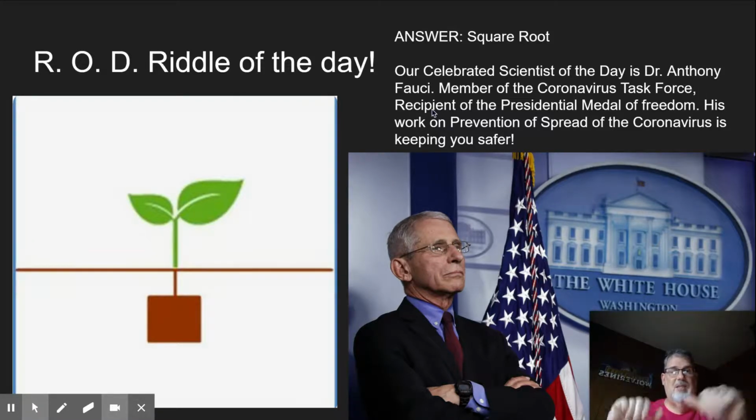Wash your hands. And our scientist of the day is Dr. Anthony Fauci. He's a member of the Coronavirus Task Force. He received the Presidential Medal of Freedom in 2008 for his work on HIV virus. And he is doing his best to keep all of us in America safe. He's advising the president with good science. That is the goal. Good science.